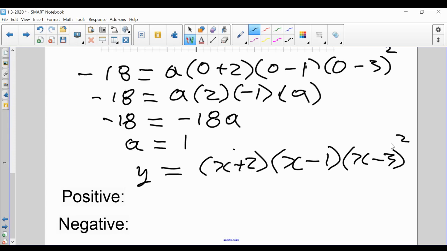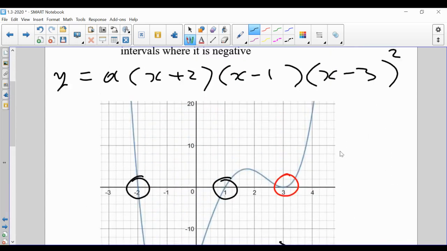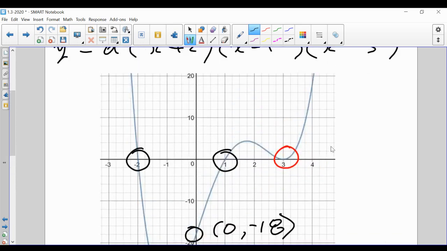This is actually a quartic equation, and it kind of looks quartic, right? The end behavior of this function is going from quadrant 2 to quadrant 1. So it actually does look quartic. Okay? All right, great.